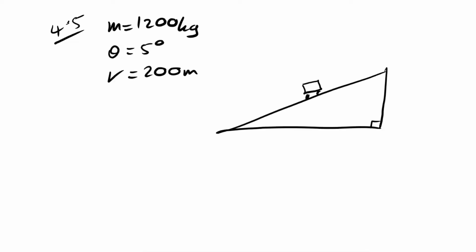Okay, 4.5. We have a bend. This looks like it's going to be a circular motion question, and indeed it is. We have a mass of a car, 1,200 kilograms, an angle of 5 degrees, and a radius of 200 meters. Very easy to get confused with these questions. So first things first, we're going to write down the weight. Then we have the normal reaction force going up from the ground.